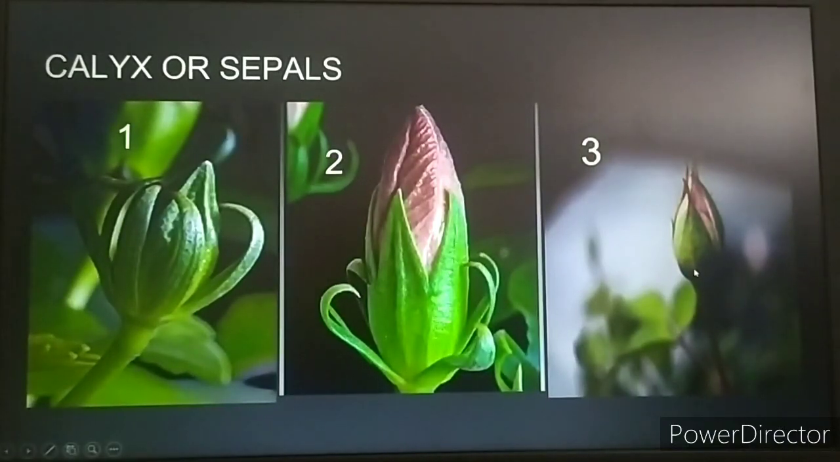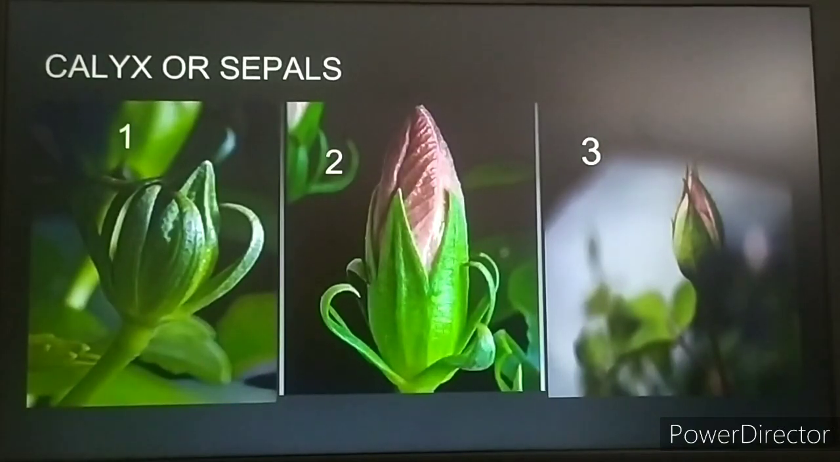So in the rose plant also you will find, if you have rose plants at your home, or China rose plant, you can see that when it is in the bud condition, only the green leafy structure is visible, and this green leafy structure is actually enclosing the other three whorls inside it.